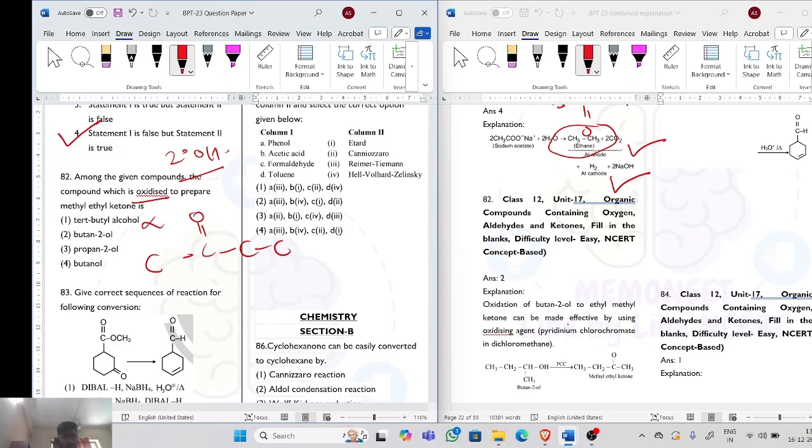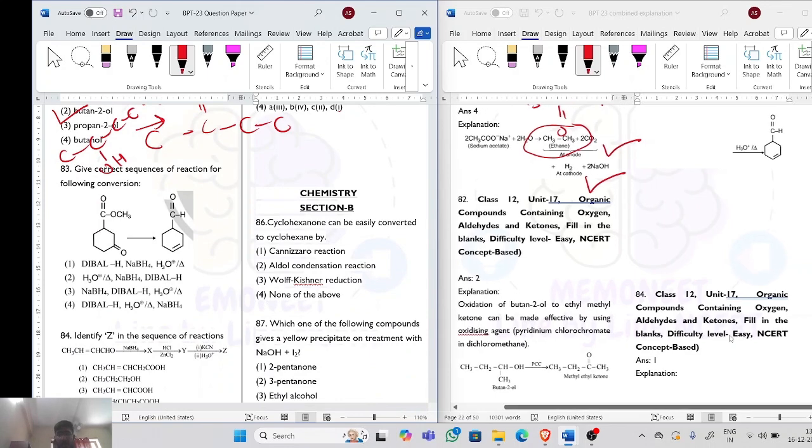But if you check option number 2, it is butan-2-ol. Let me draw 1, 2, 3, 4, and OH will be present here. If we oxidize this compound, then this product will form. So option number 2 is our correct answer.